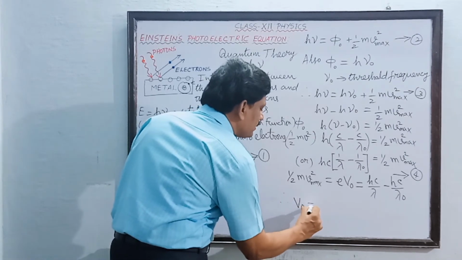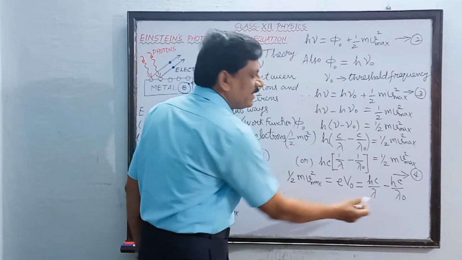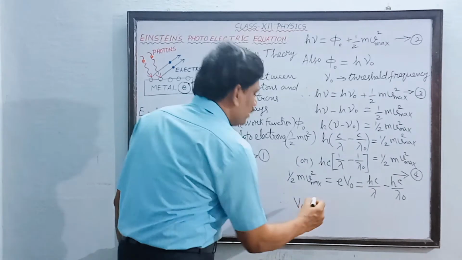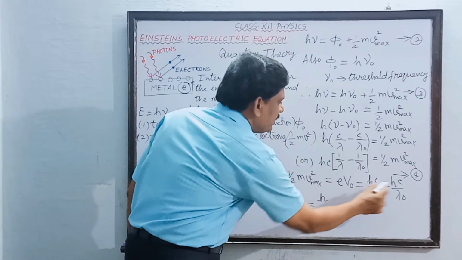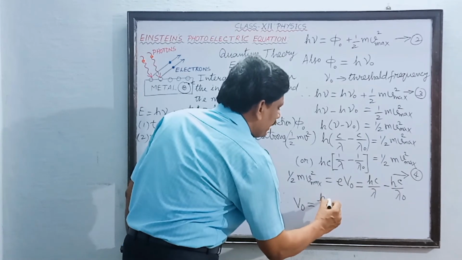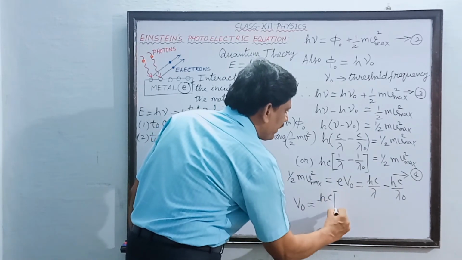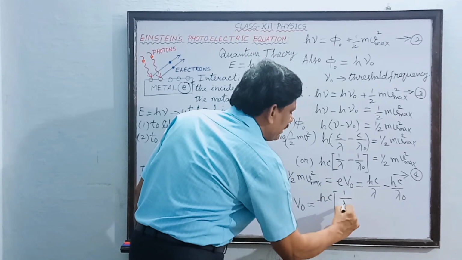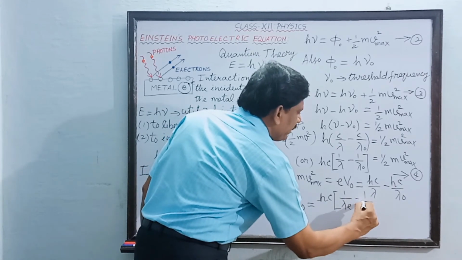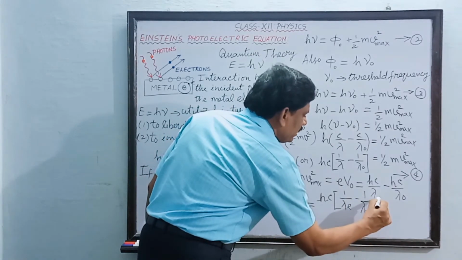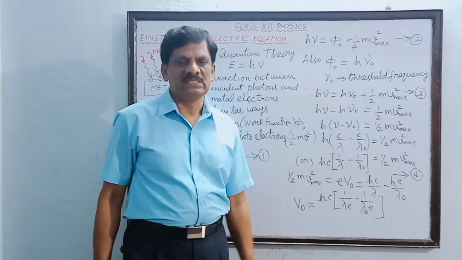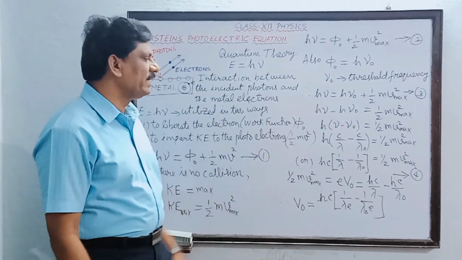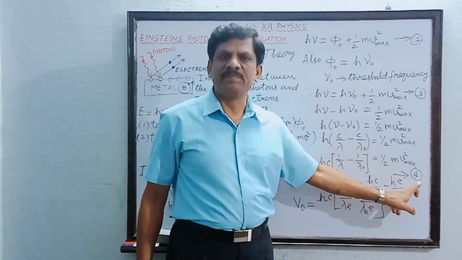So what V₀ is equal to was verified by Millikan. Therefore V₀ is equal to what? This small e is taken to the right hand side. So this is equal to hc as the common factor, into 1 by λe minus 1 by λ₀e. So like this also we can derive this equation. So the actual photoelectric equation is over by step number 4.